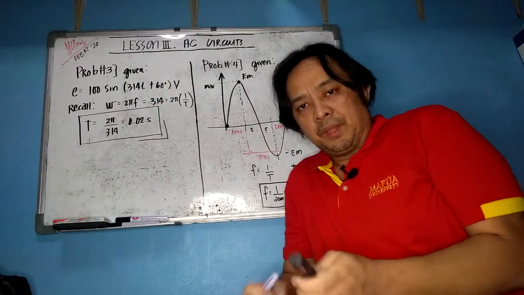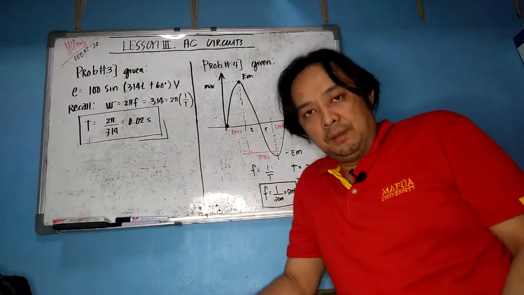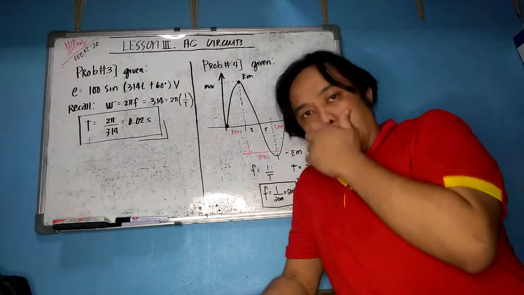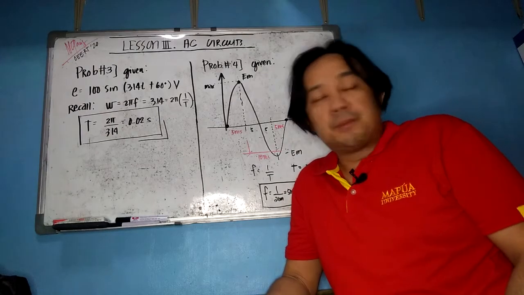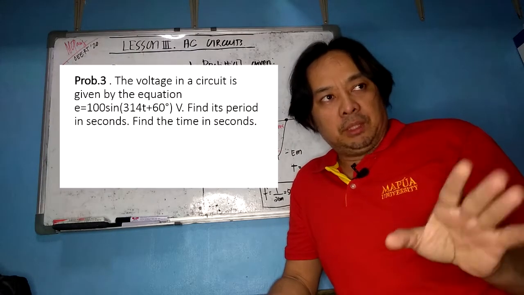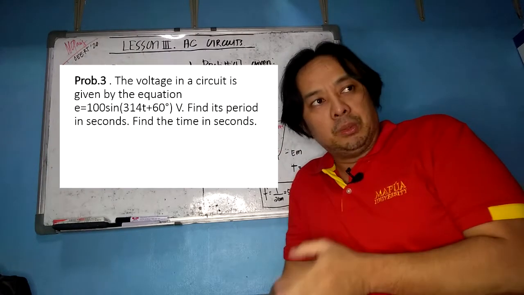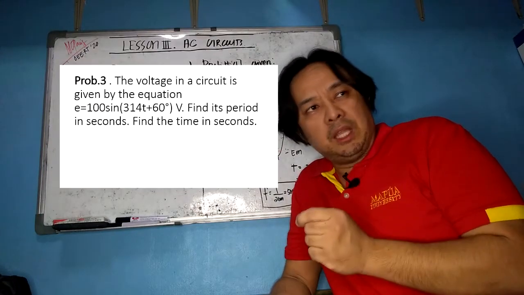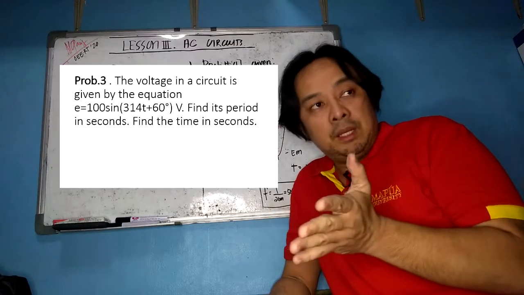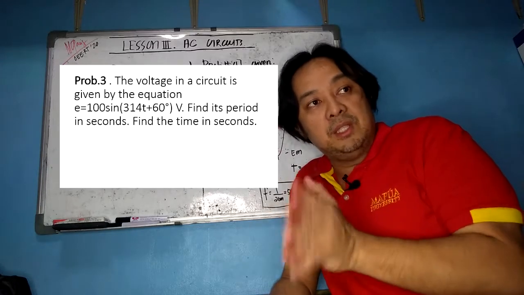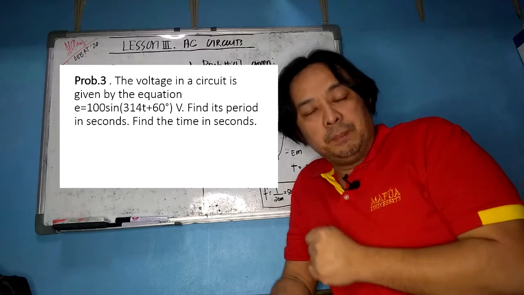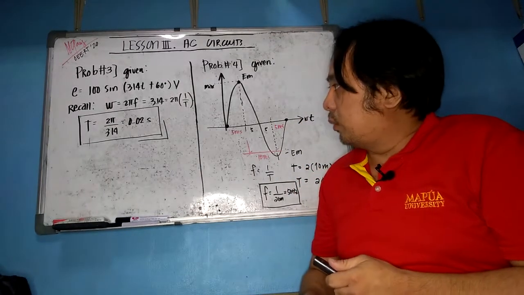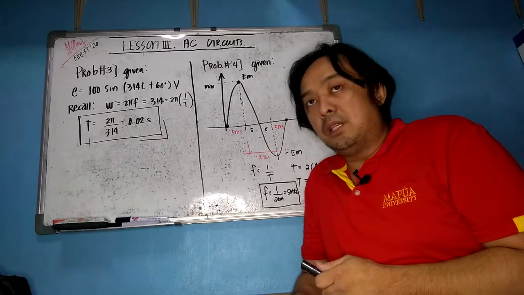Okay, let's solve some problems again on AC generation. Before we do that, let's read the problem first. Problem number 3. The voltage in a circuit is given by an equation in terms of instantaneous voltage as 100 sine of omega t plus 60 degrees volts, where omega is 314. We need to find the period in seconds.